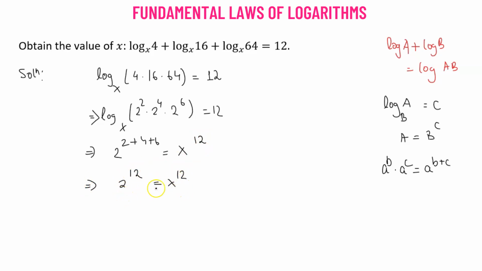So that means we are getting an equality where we have 2 raised to the power of 12 equals x raised to the power of 12. Since the powers or the exponents are equal, their bases must be the same. So this means that the x value is 2. So this is the value of x for the given logarithmic equation.